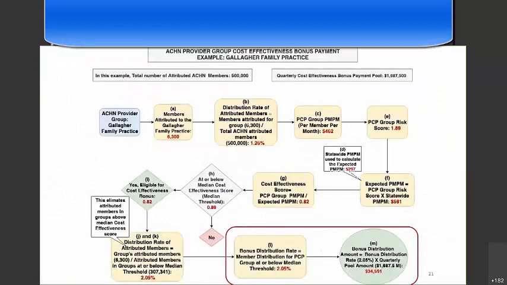And finally, step 3, our final step in this process, shows how bonus payments are determined. Again, we'll start with column L. This takes the same bonus distribution rate that we just saw in the case of Gallagher Family Practice, that is 2.05%. We then apply that rate to the quarterly pool amount, again in this case $1.6875 million. This gives Gallagher Family Practice a quarterly bonus payment of $34,591.